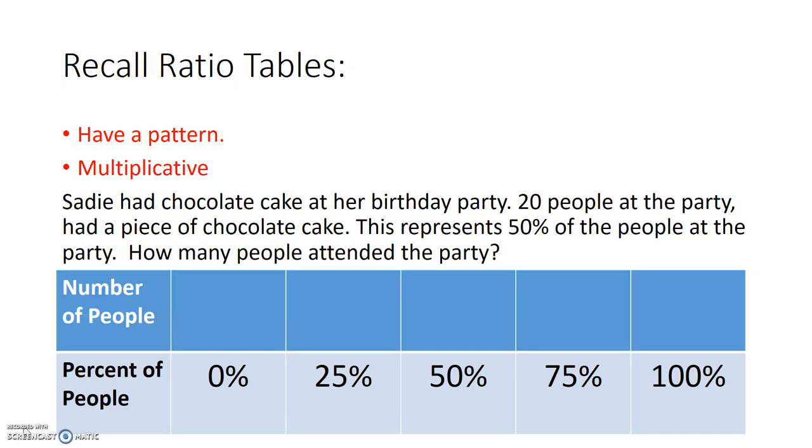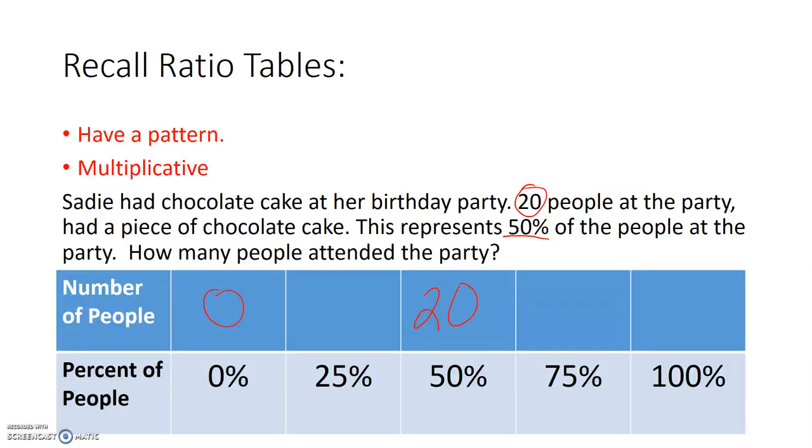So if we had the problem, Sadie had chocolate cake at her birthday party, 20 people at the party had a piece of chocolate cake. This represents 50% of the people at the party. How many people attended the party? Well, let's look at this table. I know from the problem that 20 people at the party ate cake, and those 20 people are 50%. So I can write 20 for 50% in this table. 0% then would be, if 0% of the people had chocolate cake, that would be 0 people.